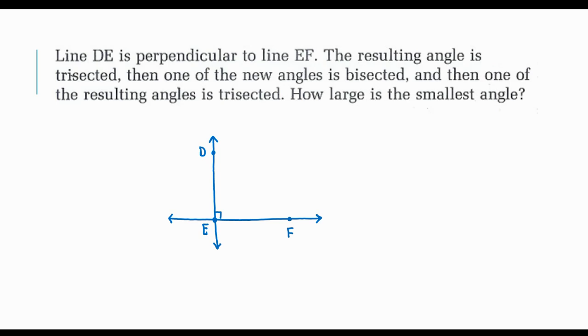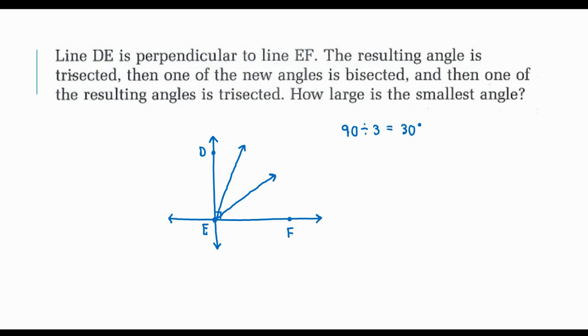It says the resulting angle is trisected. So this right angle here, they're telling us now is being trisected. If something's trisected, that means that it gets divided into 3 congruent pieces. So I'm going to trisect that angle. And so hopefully we notice that each of those angles are going to have to be 90 is the whole angle. If it's trisected, it's divided by 3.